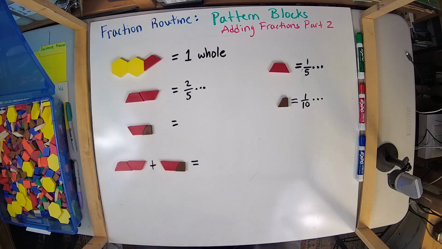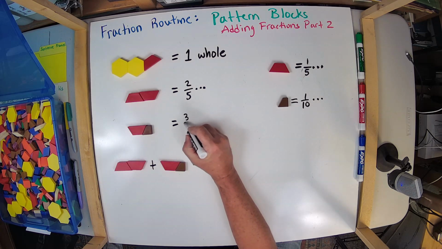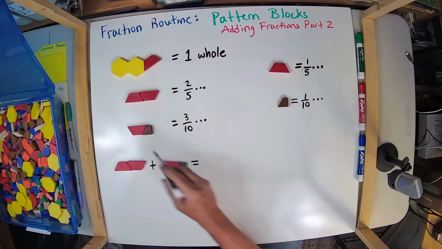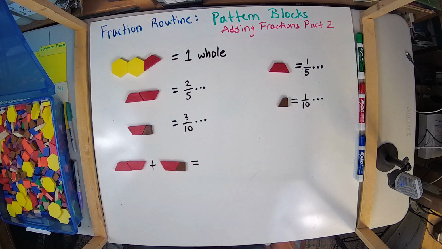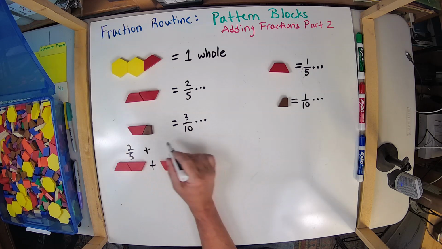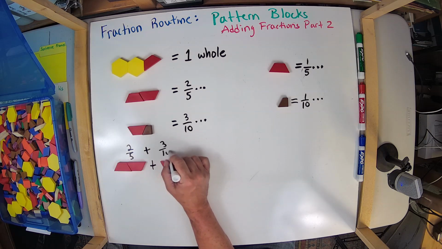And notice that right here, this is now going to be equal to 3/10. And I want to give the reasoning. Remember, 2 brown blocks make up a red block. And now what I want to know is, what is the sum of 2/5 plus 3/10?